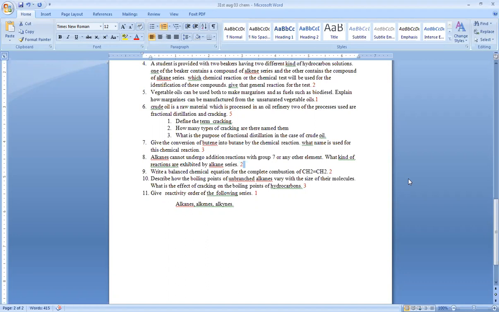Now, the 11th question, or the last question of the worksheet, is: give the reactivity order of the following series. The reactivity order you have to determine is for alkanes, alkenes, and alkynes. You have to tell us which one is the most reactive, which one is less than that, and which one is least reactive. So, for now, I'm telling you the answer: the least reactive is alkanes, the mid one is alkynes, and the most reactive is alkenes.